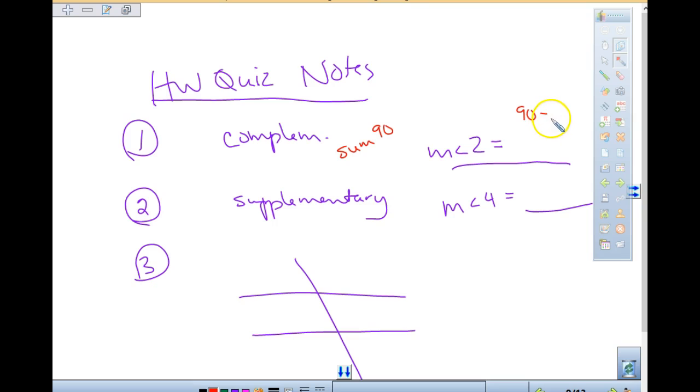Ignore the picture on the bottom. Just use the information. So 90 minus 31 gives us... Your homework quiz tomorrow will look very similar to this. Should be 59. Are you sure? It's 59. Good, 59.